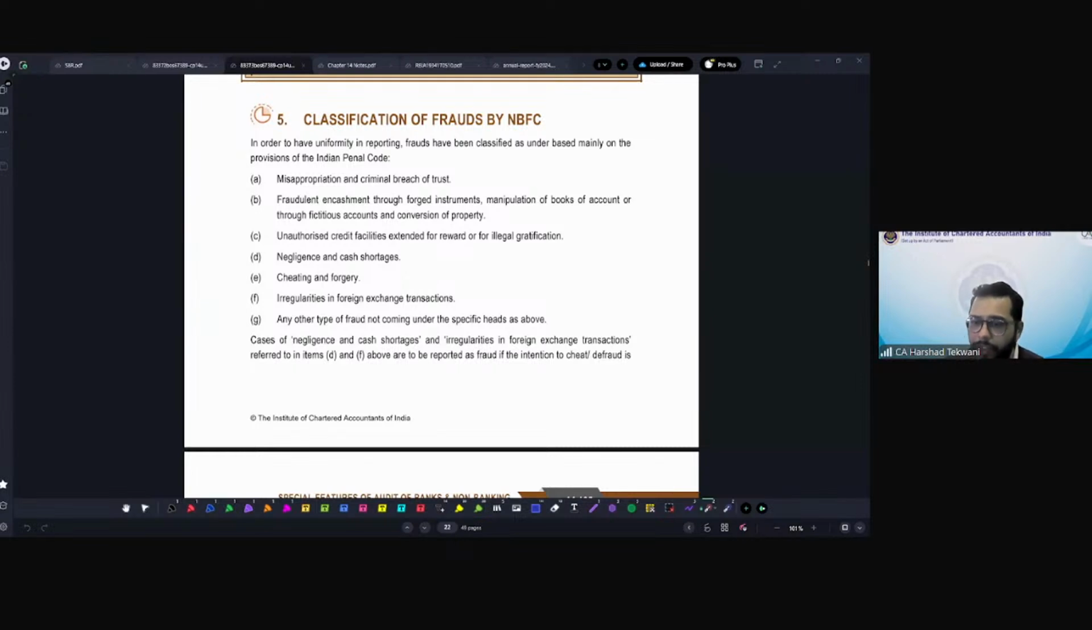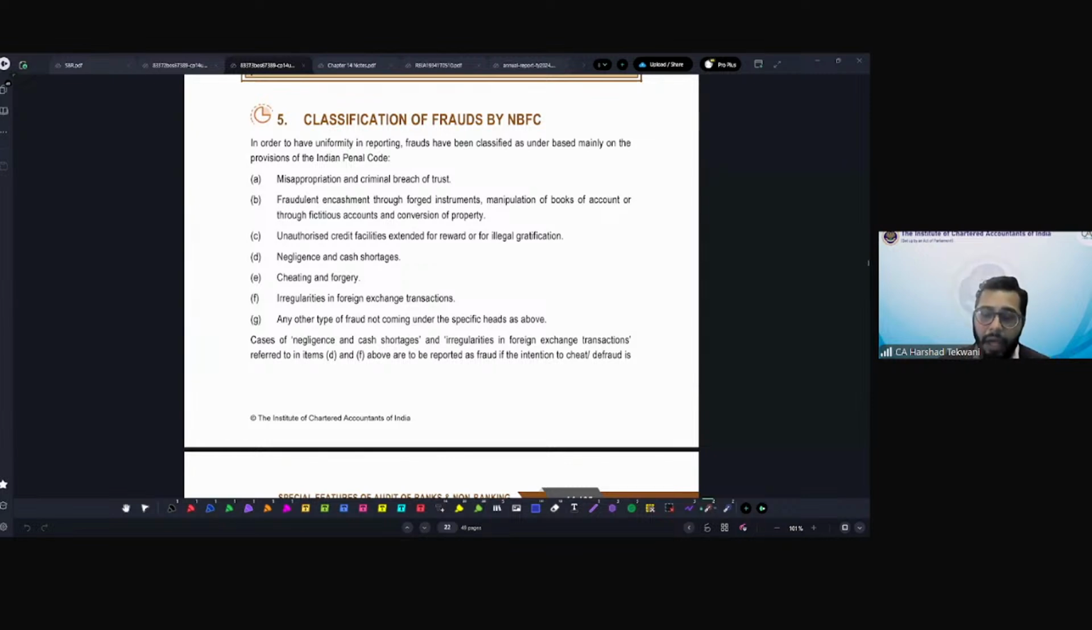There will be no difference with respect to those audit procedures and audit concepts that we have understood. But apart from that, there are some specific areas where we have to pay extra attention.